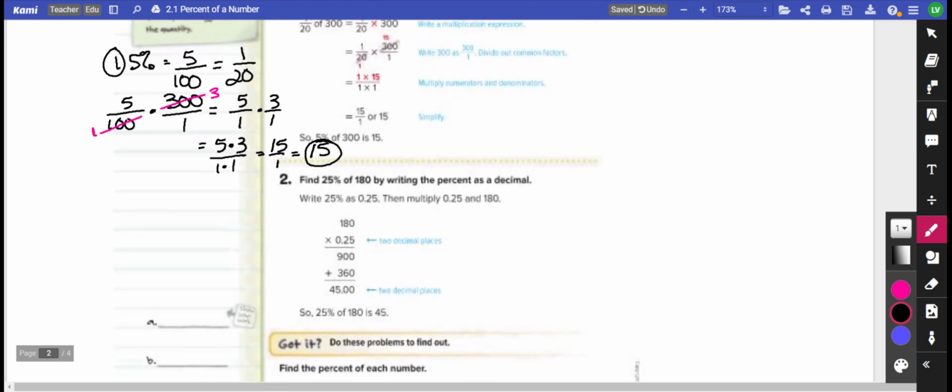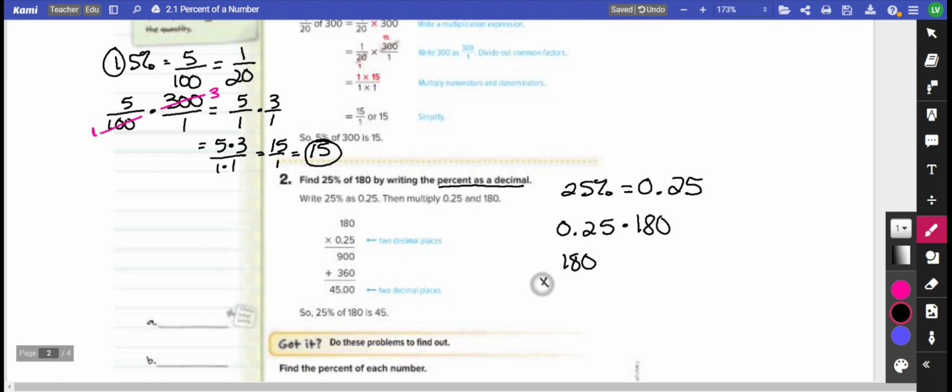Number 2, find 25% of 180 by writing the percent as a decimal. Well, 25% as a decimal is 0 and 25 hundredths. So 0 and 25 hundredths of 180. Well, in order to solve this, I'm going to write this as a multiplication problem. 180 times 0 and 25 hundredths. 0 times 5 is 0.